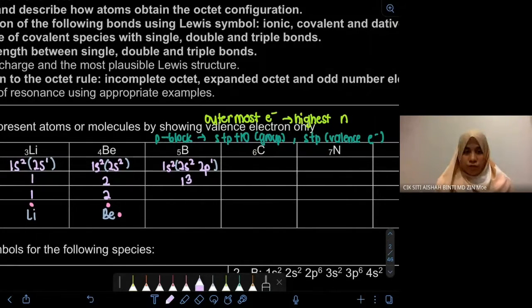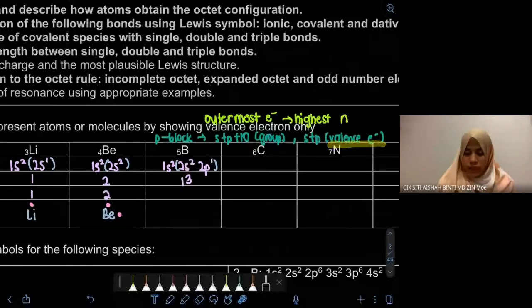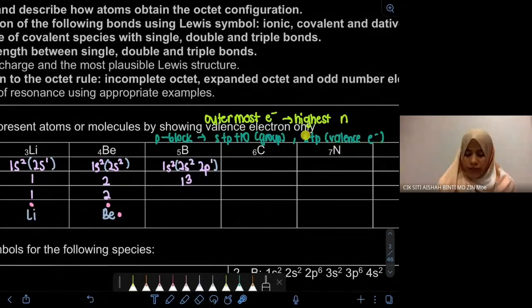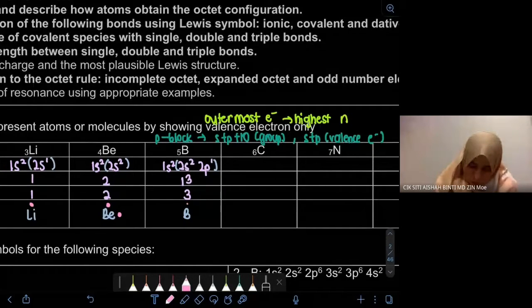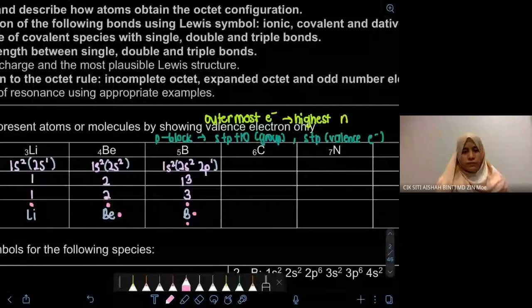Tapi valence electron dia ada berapa? Valence electron hanya depends on the electron on S and P orbital. So here we have 2 plus 1, so 3. Okay. So how to draw the Lewis dot symbol? So yang sini kita buatlah boron, lepas tu dot. Kan ada 3, so make sure it's unpaired. Maknanya kena buat yang 1 dot, 1 dot, 1 dot dulu. So buatlah 1, 2, 3. Okay. That is for our boron.